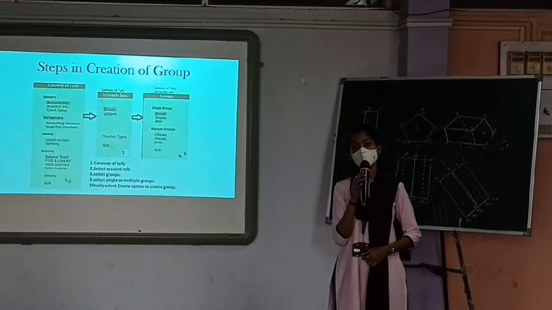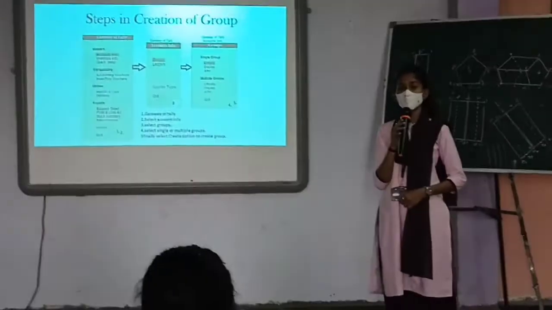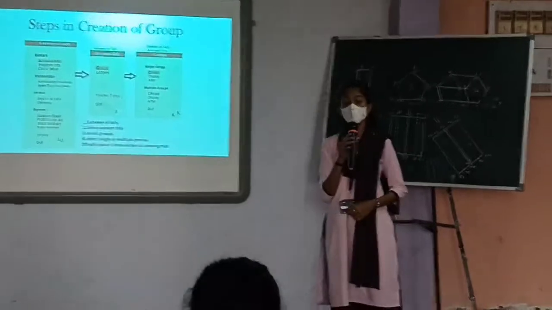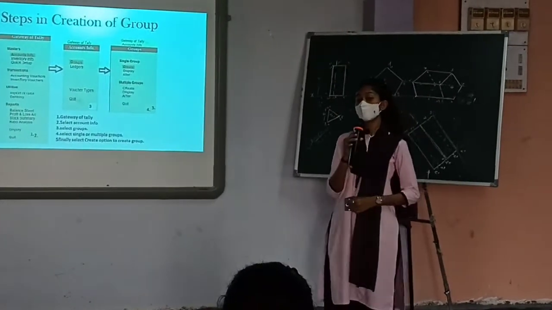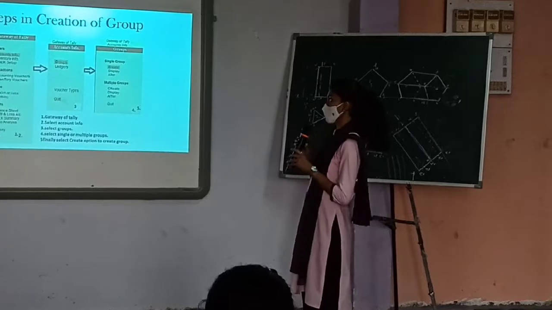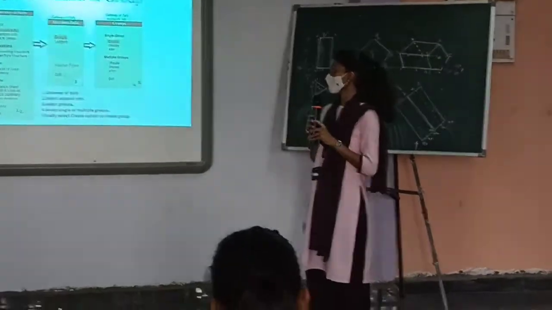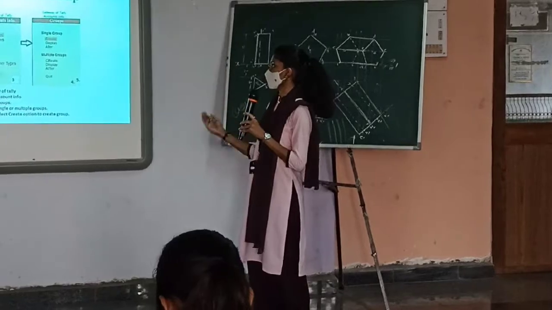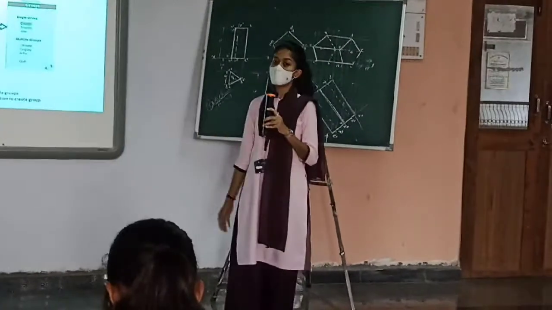I'll be explaining about creation of groups. As we all know, groups are nothing but a collection of ledgers of similar nature, and there are also some predefined groups given by Tally. Now, to open the group, first we have to go to Gateway of Tally. From Gateway of Tally, we select Accounts Info. From Accounts Info, we select Groups. Now in Groups, we have two options, that is single group and multiple group.